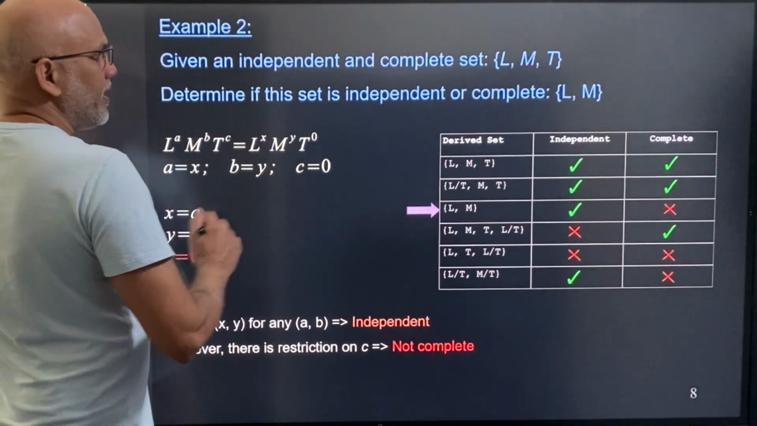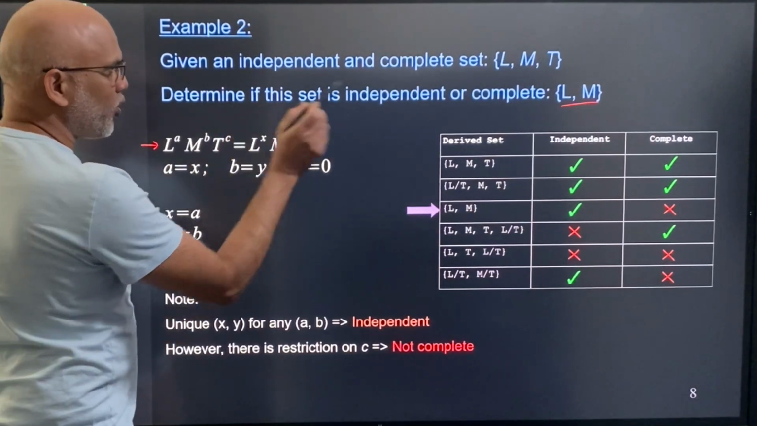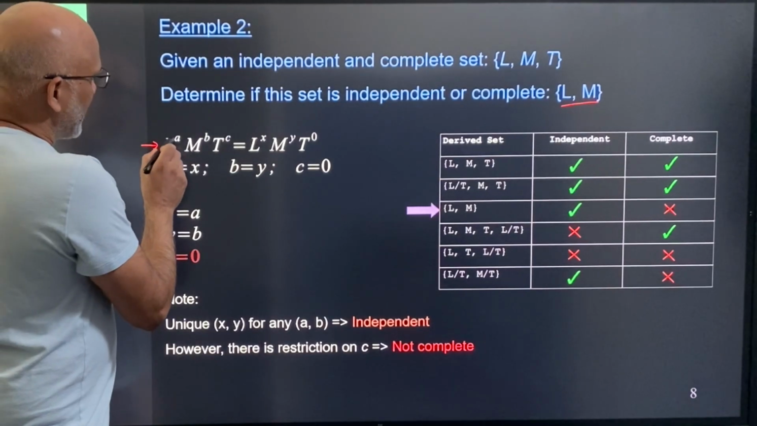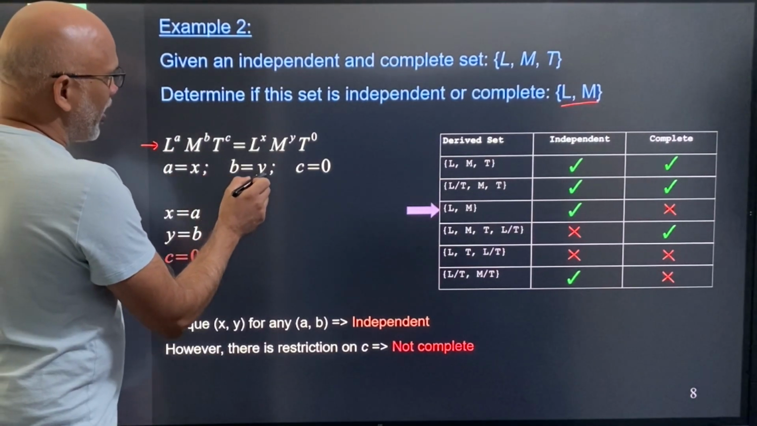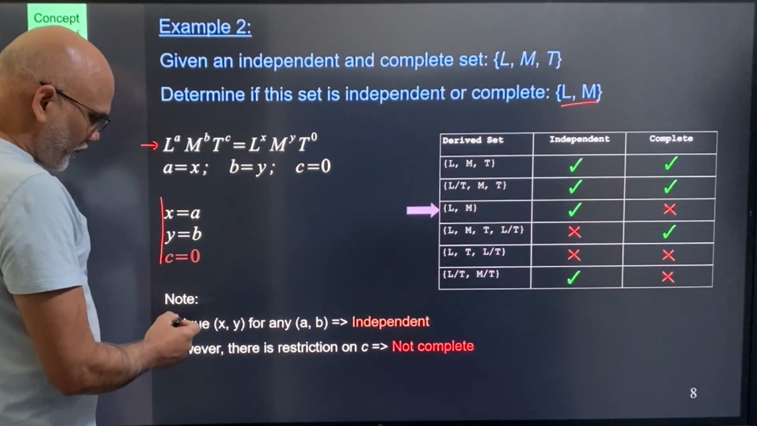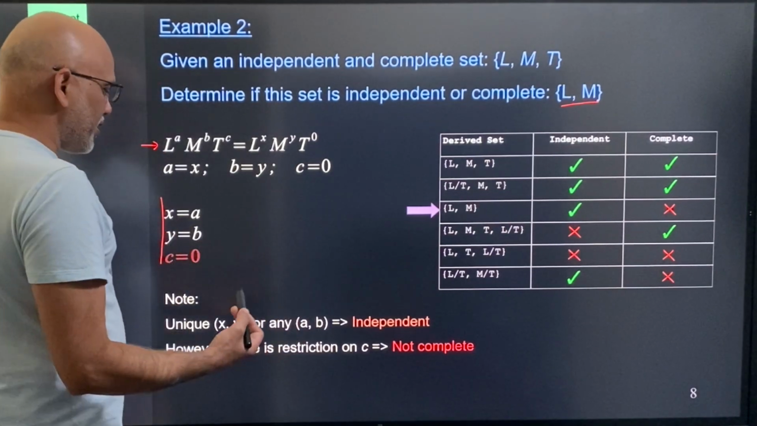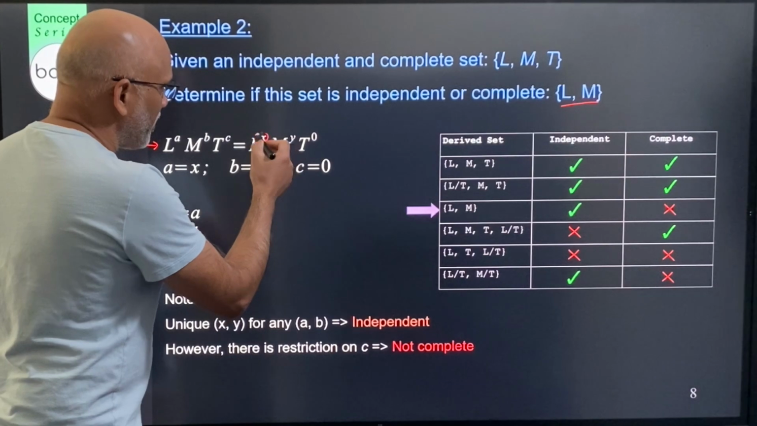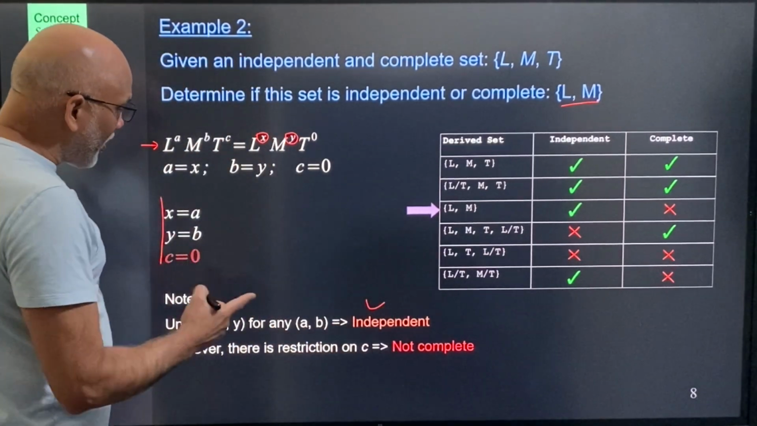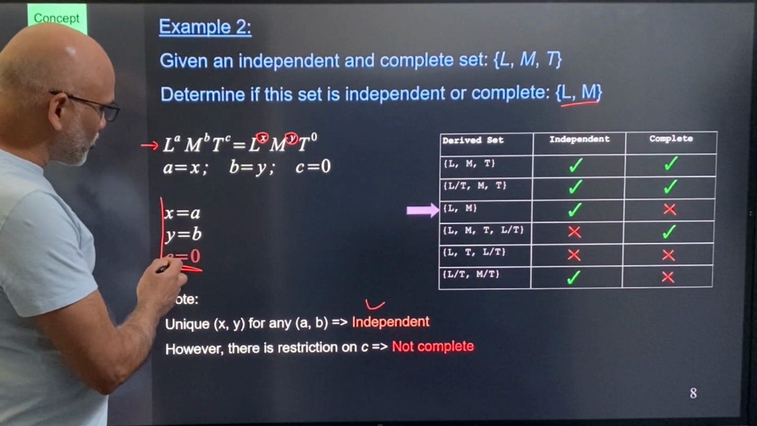Next example, this is my derived set here. So I write this equation. There is no t in the derived set, so I just write t power 0 here. Then when I equate the powers, I get a is equal to x, b is equal to y, and c is equal to 0. That's what I have written down here. Now, as you can see, there is a unique value of x and y for whatever a and b, right? So I get the unique values of the powers on the right hand side. That means that set is independent. However, c is restricted. c cannot be anything. c has to be 0.